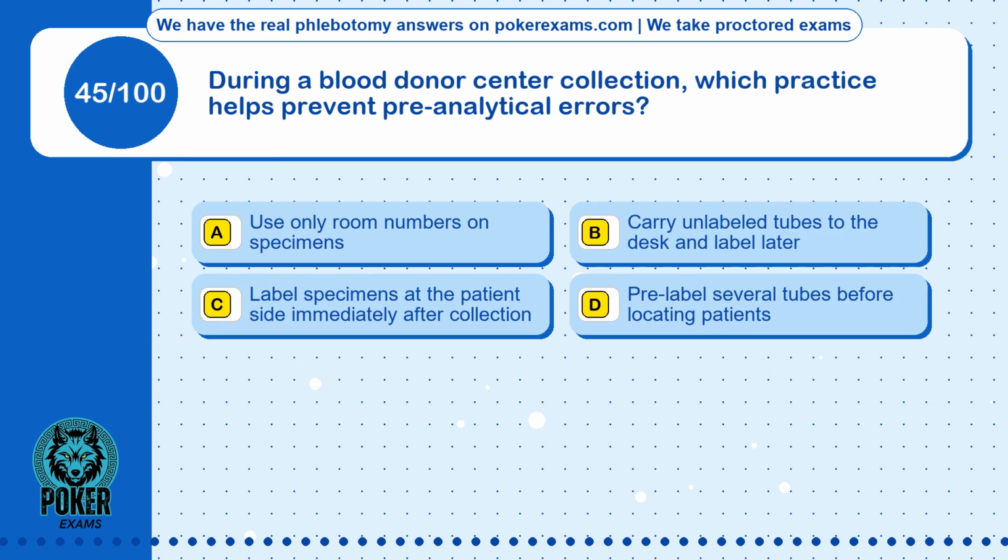Question 45. During a blood donor center collection, which practice helps prevent pre-analytical errors? Option A. Use only room numbers on specimens. Option B. Carry unlabeled tubes to the desk and label later. Option C. Label specimens at the patient side immediately after collection. Option D. Pre-label several tubes before locating patients.